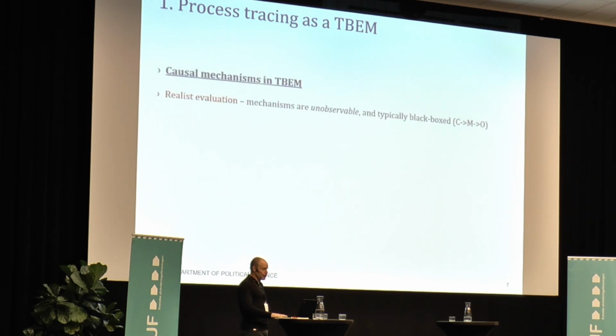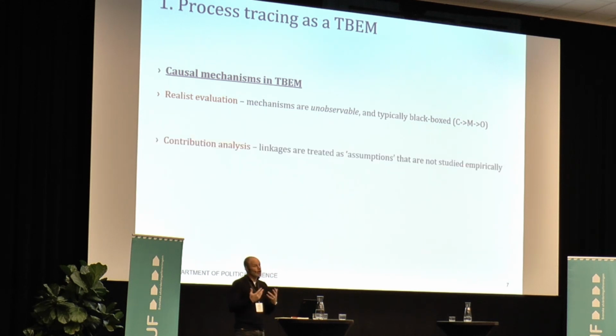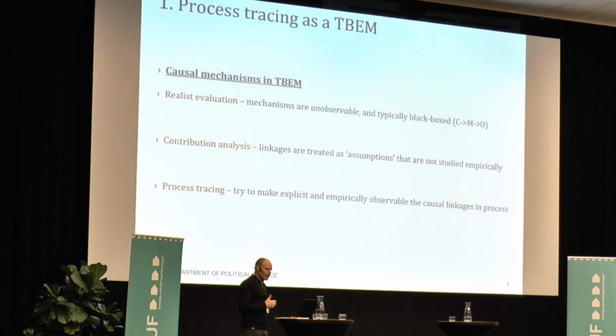So realist evaluation mechanisms are unobservable, typically black boxed. Contribution analysis gets a little closer to process tracing, but the core difference, if I was going to flag one thing, is that the linkages that we want to trace in process tracing are treated as assumptions in contribution analysis, which means they're typically not studied empirically in an active sense. So that's where we try to make explicit and empirically observable the causal linkages.